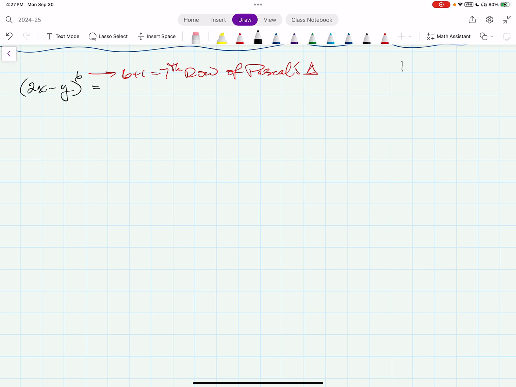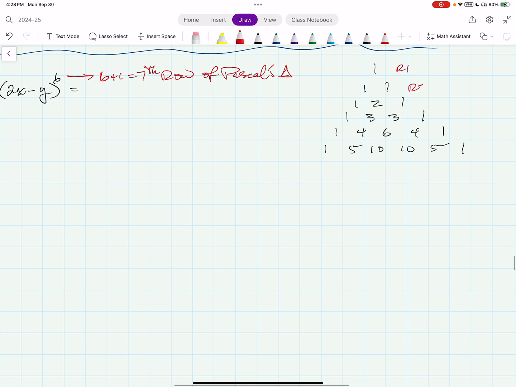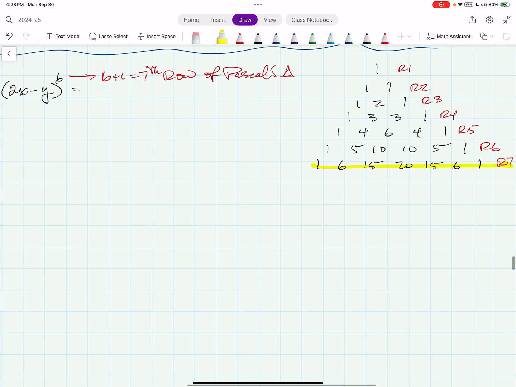Okay, here we go, 7th row. So 1; 1, 1; 1, 2, 1; 1, 3, 3, 1; 1, 4, 6, 4, 1; 1, 5, 10, 10, 5, 1. And let's count the rows. Row 1, row 2, row 3, row 4, row 5, ooh, row 6. Guess what? We need to go one more. 1, 6, 15, 20, 15, 6, 1. And there's row 7. Now we're going big time with this example. So these are the coefficients we need.